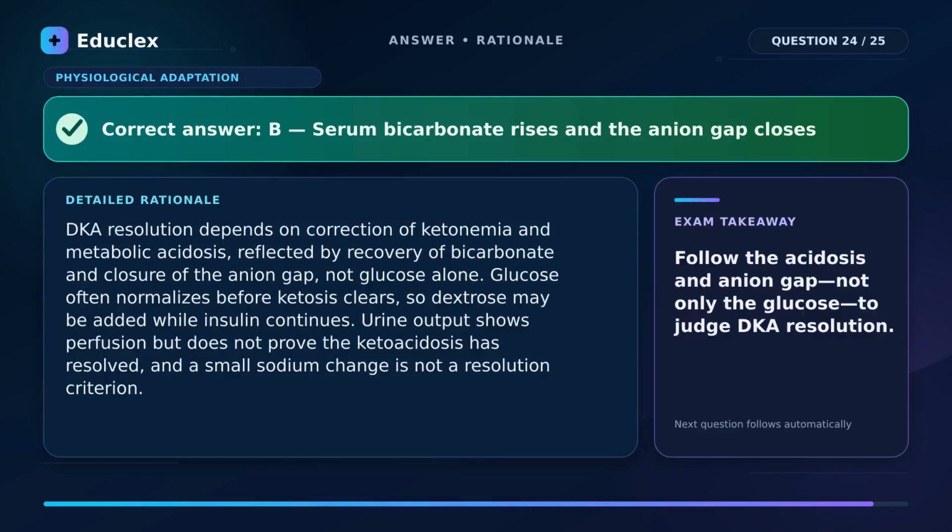Urine output shows perfusion but does not prove the ketoacidosis has resolved, and a small sodium change is not a resolution criterion. Exam takeaway. Follow the acidosis and anion gap, not only the glucose, to judge DKA resolution.